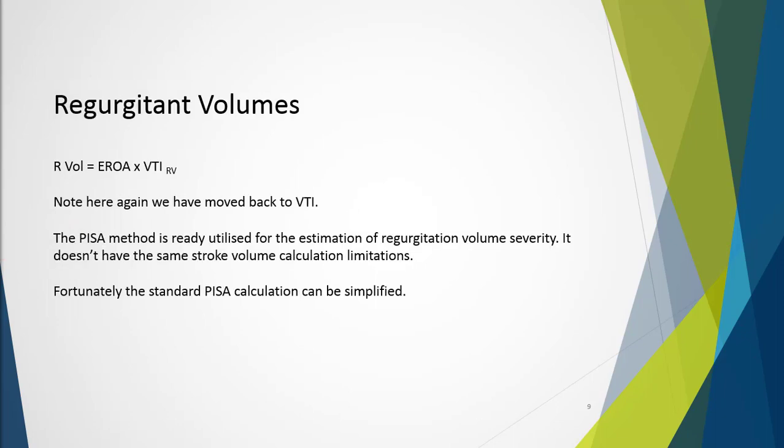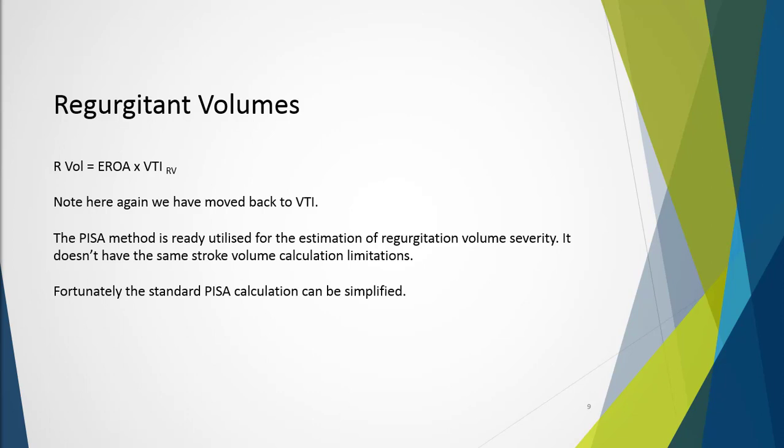So working out regurgitant volumes. Regurgitant volume is equal to the effective orifice area times the velocity time integral. Note here again, we've moved up to VTIs. We're assessing all the velocities moving through the valve over a period of time rather than an instantaneous point. The PISA method is readily utilized for the estimation of regurgitant volume severity. In the case of stroke volume calculation for mitral regurgitation, it is typically the LVOT that is used for normal stroke volume, but this can't be used when there's aortic regurgitation, so PISA has its advantage here.